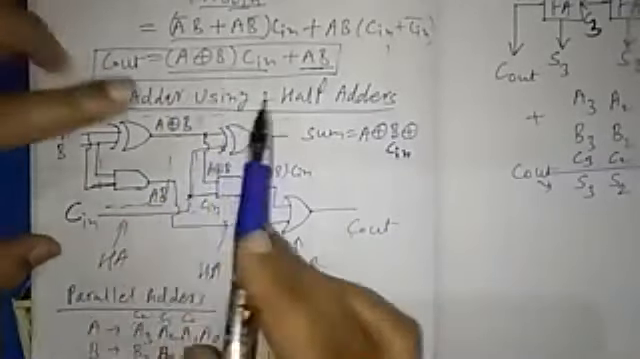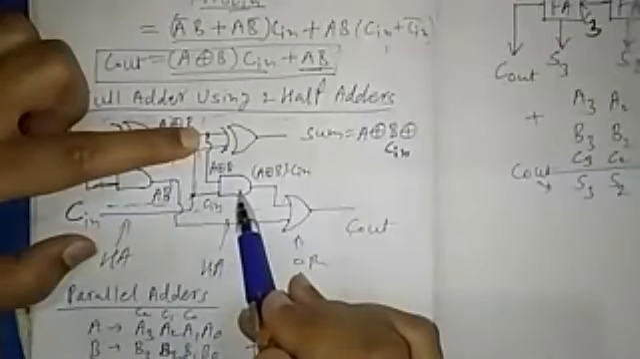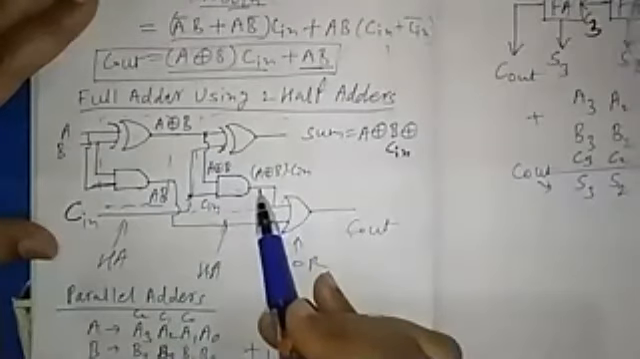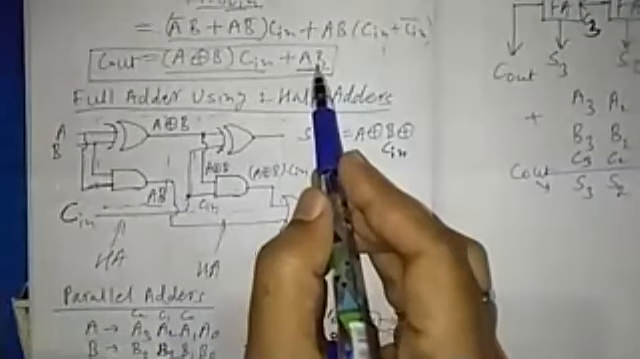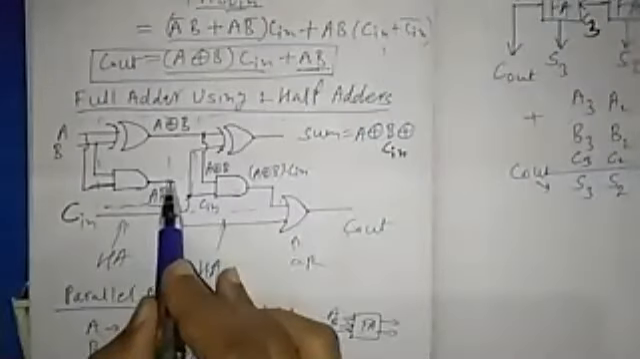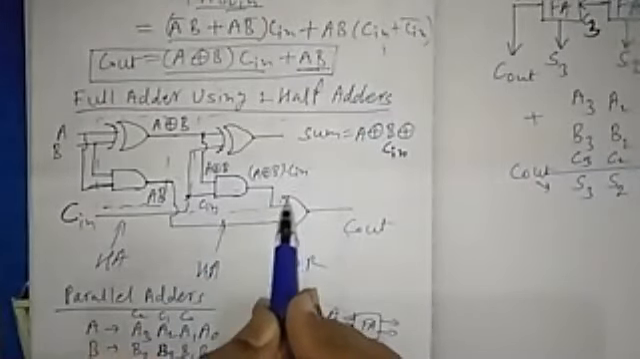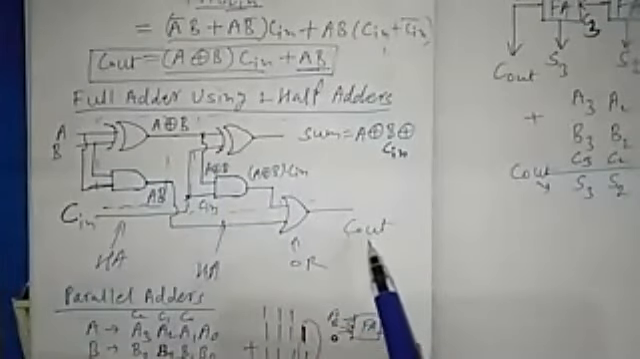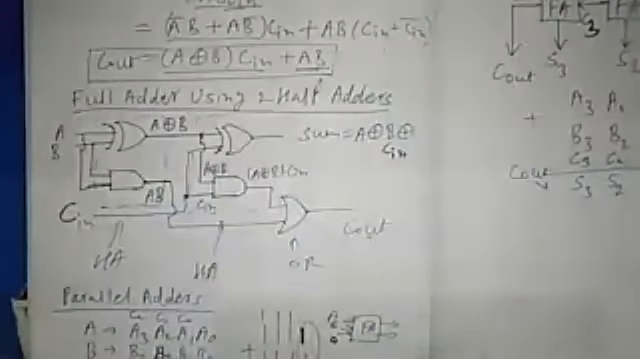Now, Cout we have just now derived. A XOR B is one input, and Cin is another input for the AND gate. Therefore, A XOR B and Cin, this will be an AND gate. And one more is the AB output from this AND gate. I will take one input from this and one from that. These two are connected to an OR gate. That's what I said: two half adders and one OR gate will implement Cout and sum. This is how full adder using two half adders is implemented.